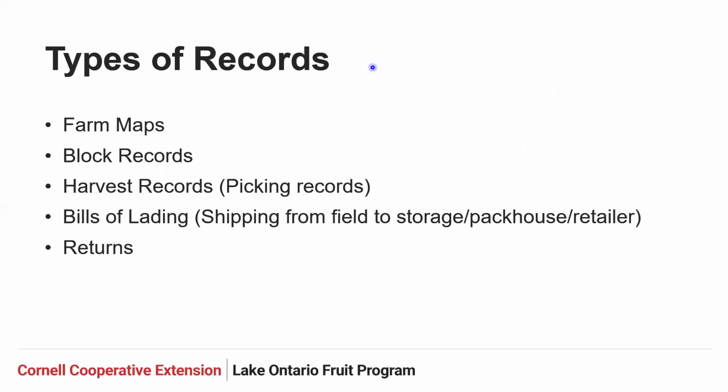Types of records. So now we'll discuss the types of records that you would need to set up these insurance units and your insurance policy. Types of records you will need to implement crop insurance are farm maps, block records, harvest records or picking records, bills of lading. Those are the records of shipping from the field to storage or pack house or retailer, and your records of your returns.